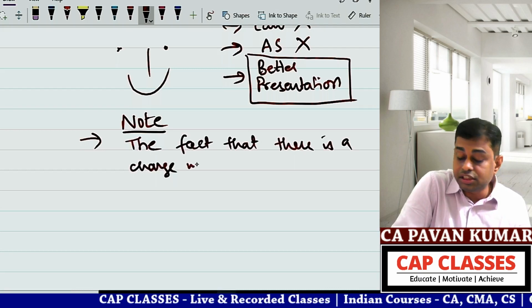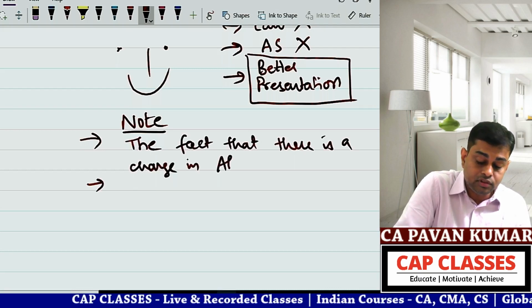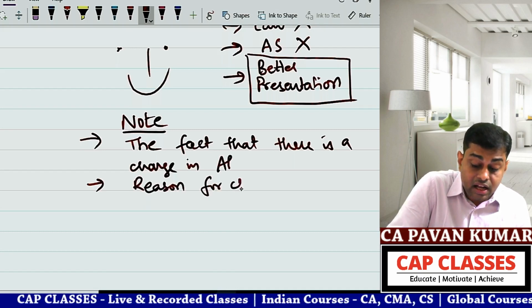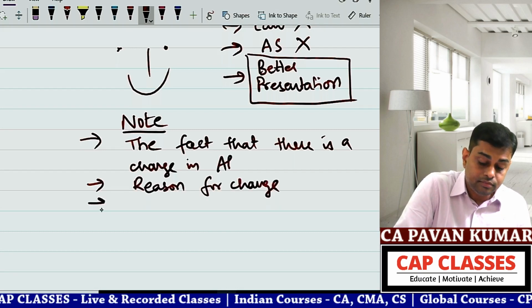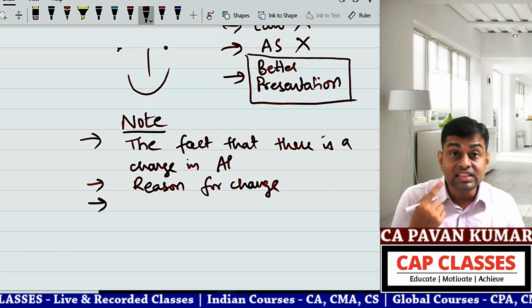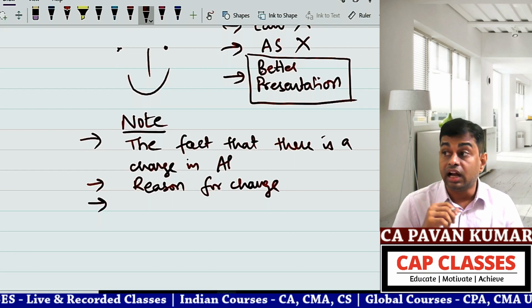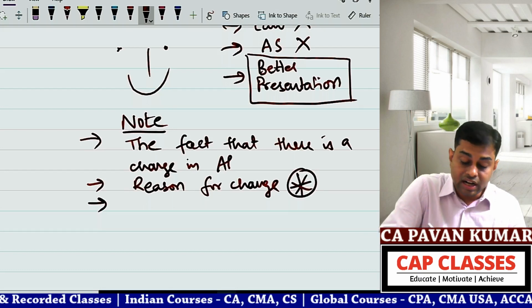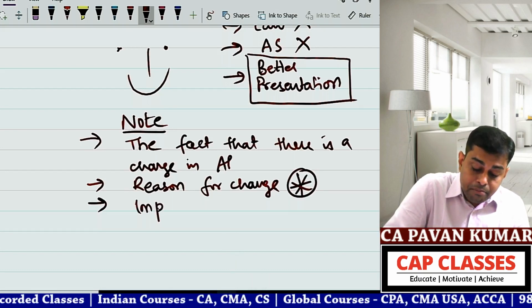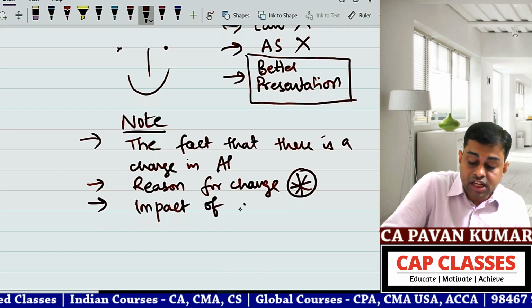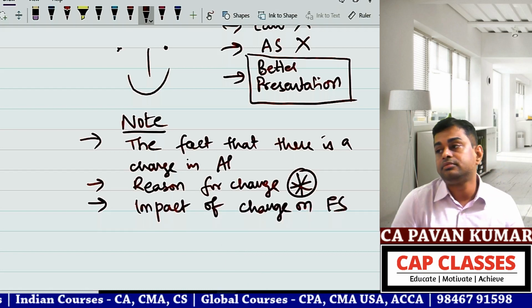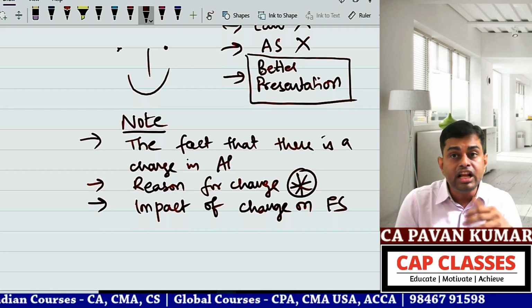The fact that there is a change in accounting policy. Then, what is the reason for change? Why is that change happening? The reason for change you need to give, which is very, very important. And then, what is the impact of the change on the P&L and balance sheet, the financial statements? These three you should include in the notes to accounts.